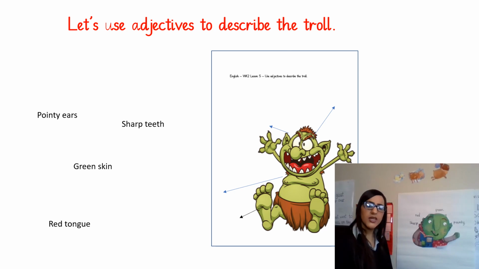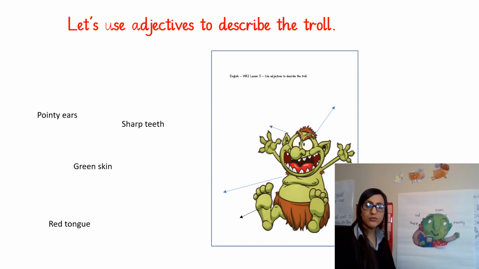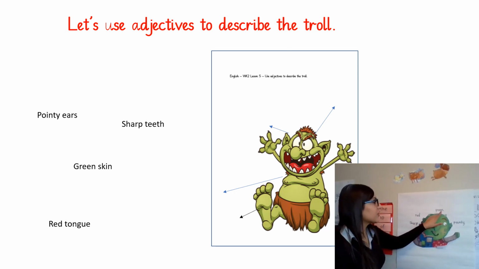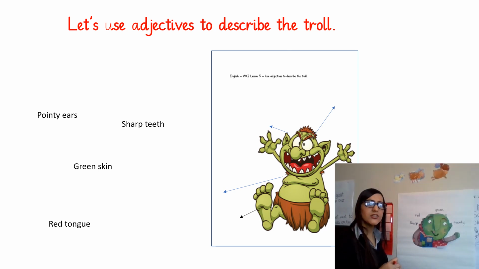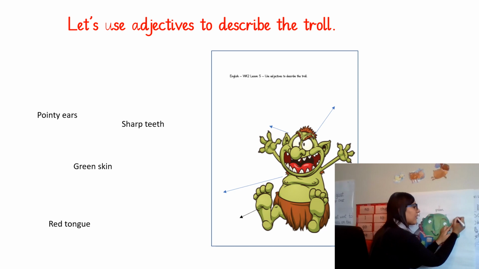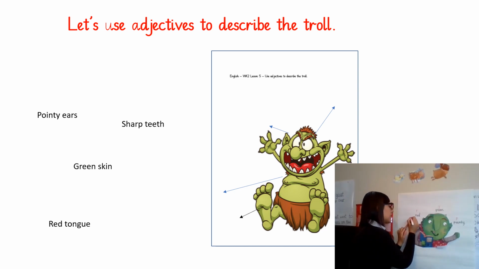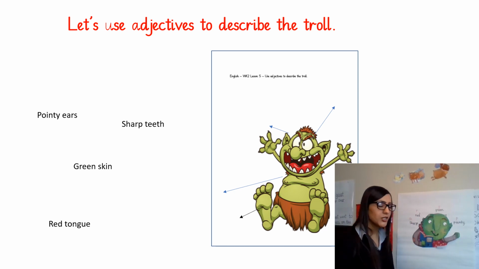Now, if you're struggling to write the whole word, you can write the first sound. So, if we were going to write green, what sound is at the beginning of the word green? Well done, it's the g-g-g sound, so you can write g. Green. Pointy. Which sound can you hear at the beginning of the word pointy? Excellent. You can write p for pointy. R for red. Sh for sharp.